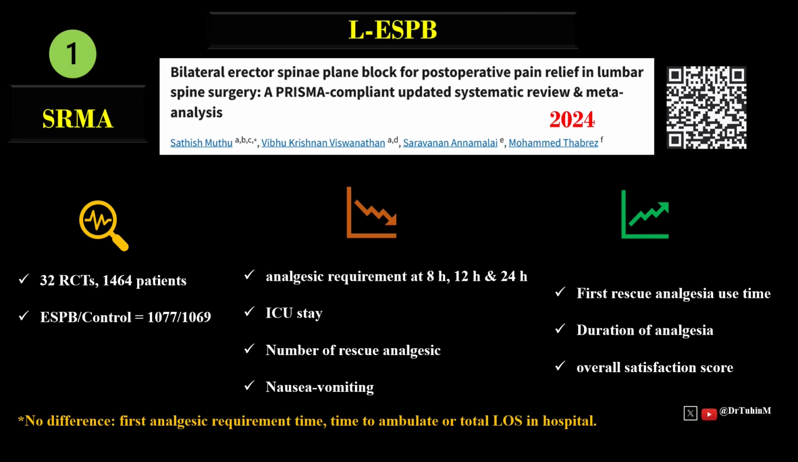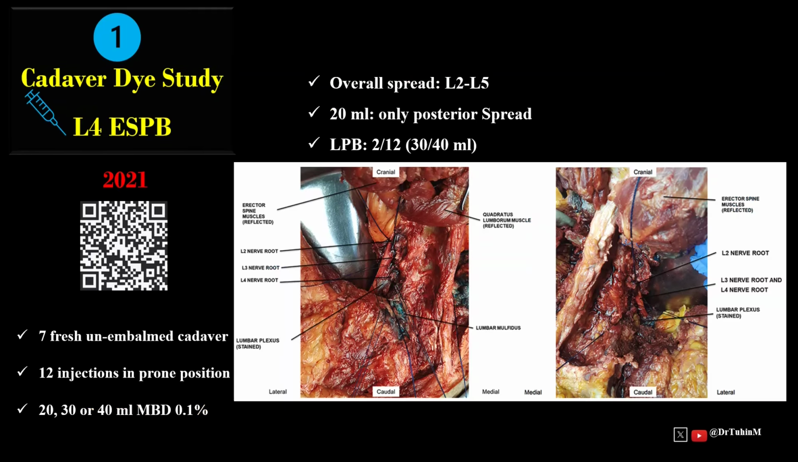And this is the only meta-analysis where erector spinae plane block in spine surgery was compared with a control like sham block or systemic analgesia, and they noticed decreased analgesic requirement, and the rescue analgesia and incidence of nausea vomiting were decreased, but there was no difference in first analgesic requirement time, the time to ambulate or total length of stay in the hospital. So this can be explained with the spread pattern in the cadaveric study.